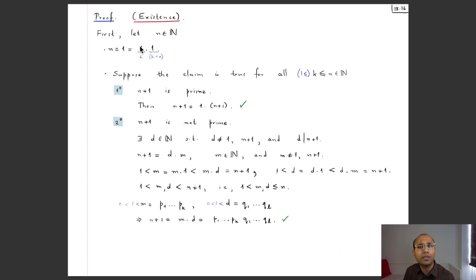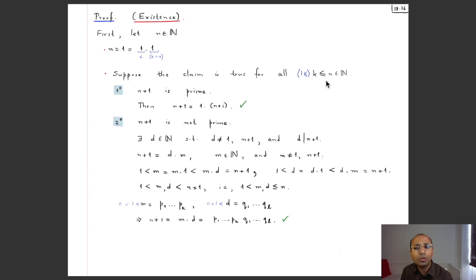So this C is equal to 1, and this 1 is the case when there are no primes at all, so that you have the empty product. So in this case, the claim is true. And let us now suppose that the claim is true for all the natural numbers which are less than or equal to n, where n is some natural number. So we'll use strong induction.